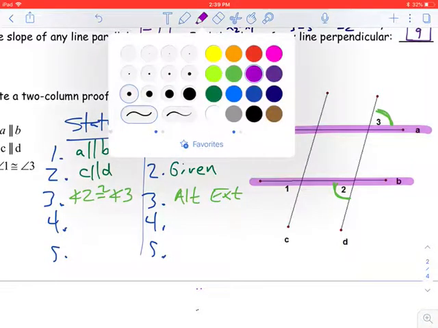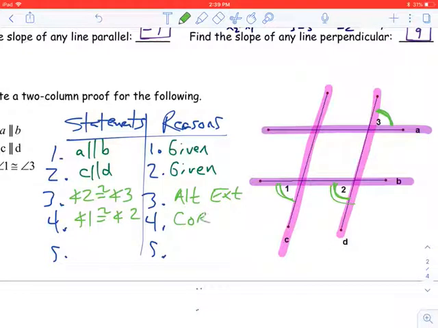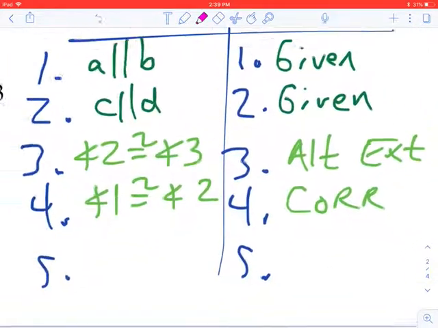And then same thing for the other given. I've got C is parallel to D. Well, what 2 angles are connected there? That would be 1 and 2. So angle 1 is congruent to angle 2 because they are corresponding angles. They're in the same position, bottom left, bottom left. And so, look what we have here.